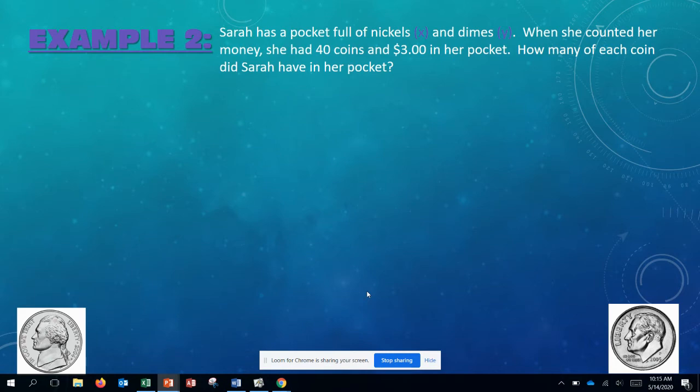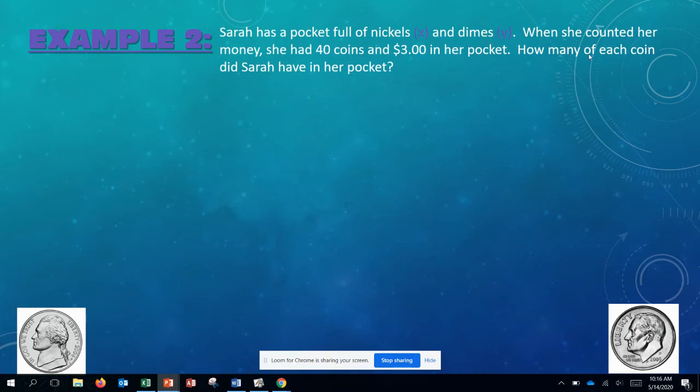Okay? Sarah has a pocket full of nickels and dimes. When she counted her money, she had 40 coins and $3 in her pocket. How many of each coin did Sarah have in her pocket? So the first thing we need to do is define those variables. What are the two things we're talking about? Well, notice again, okay, that nickels is x and dimes is y.